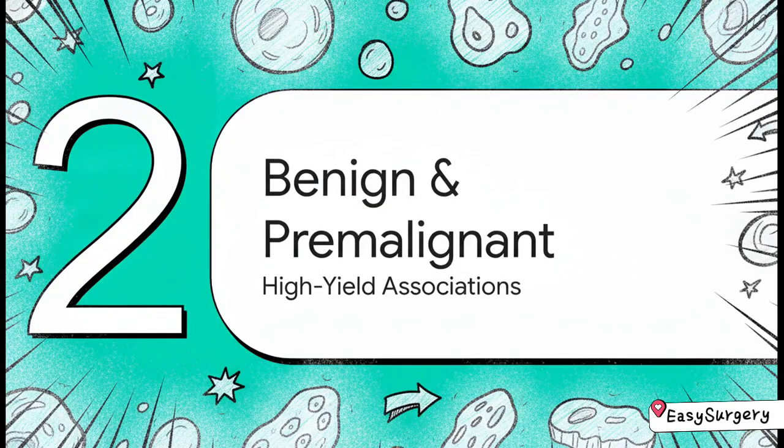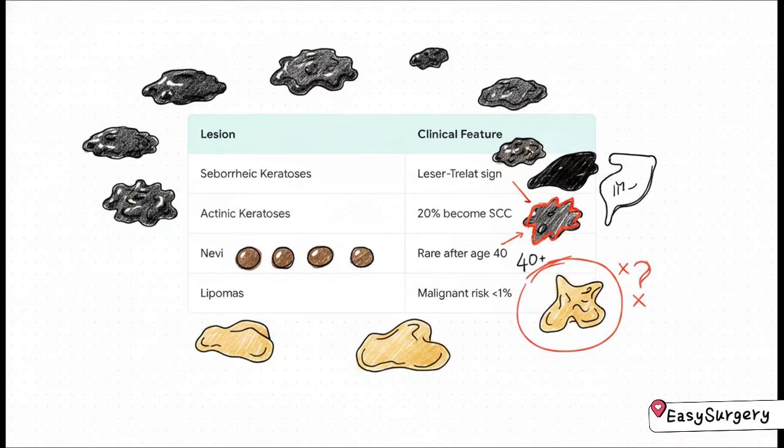Moving rapidly to Section 2, benign and premalignant lesions. We'll hit the high-yield associations you need to know. This is densely packed with high-yield associations. For seborrheic keratosis, always watch for the Leser-Trélat sign. That's a sudden, explosive breakout of multiple lesions warning you of an underlying paraneoplastic syndrome. Actinic keratosis? Those are major premalignant threats. Up to 20% of these will actually progress to squamous cell carcinoma.